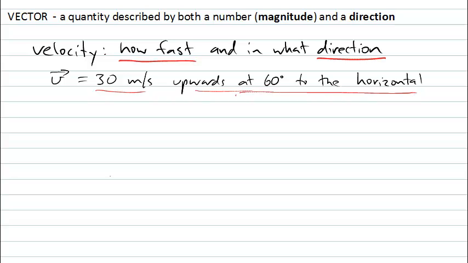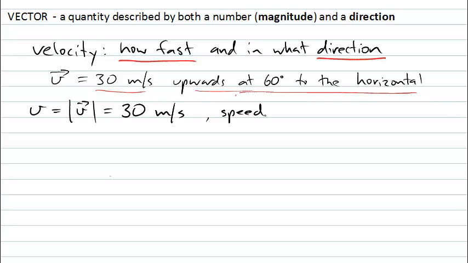Sometimes we only want to know the magnitude, so we might write that just as the symbol without the arrow on the top. Another way might be to write the vector with absolute value signs around it. That's indicating the magnitude of the vector, and in this case that would simply be 30 meters per second. We might call that the speed. It's just the magnitude of the velocity.